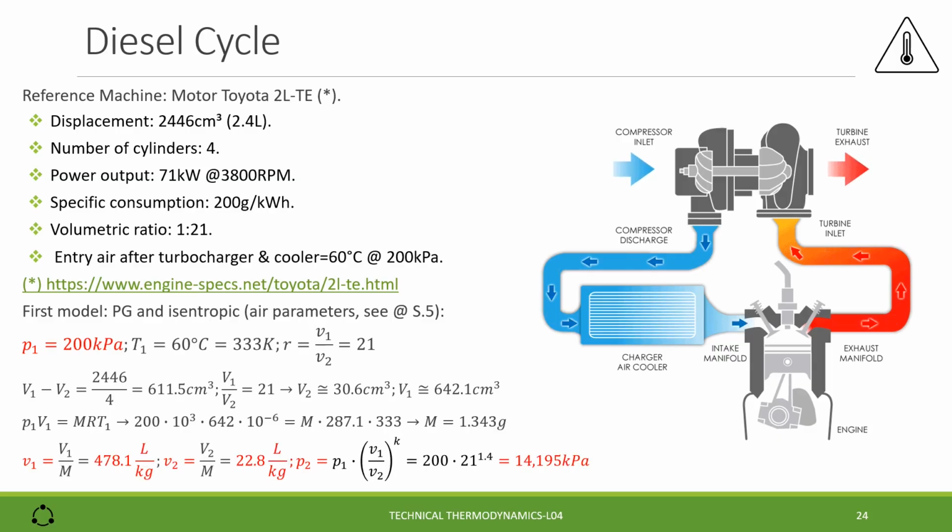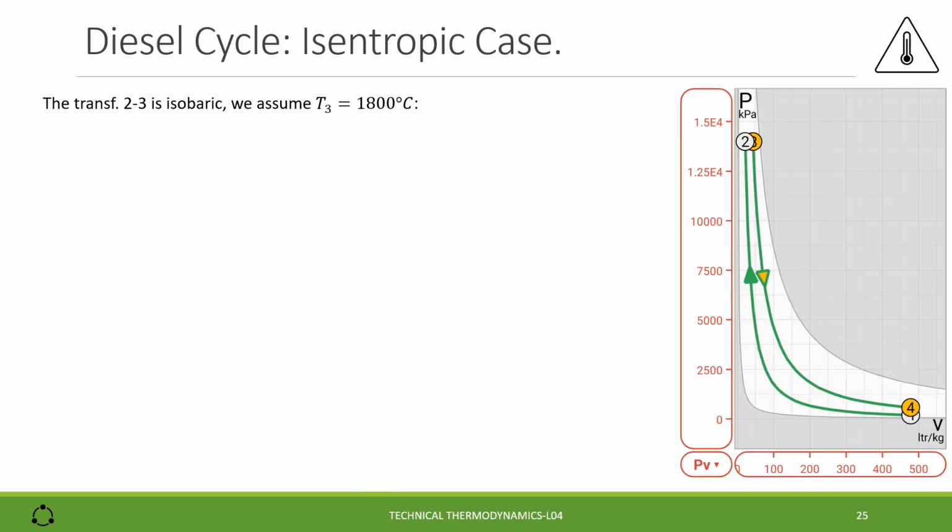With the same formulas we can also calculate the specific volumes of the states 1 and 2, which are definitely lower, much lower, almost half of the ones already seen, and the pressure of the state 2 is the pressure of the state 1 times the volumetric ratio to the power K. We find 14,195 kilopascal.